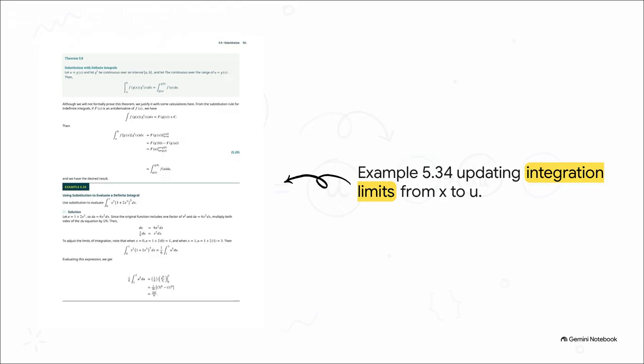In example 5.34, our original limits are bounded by x equals 0 and x equals 1. But remember, we substituted u to equal 1 plus 2x cubed. So we've got to update those limits. We plug the 0 into our u equation and boom, we get a new lower limit of 1. We plug the 1 in and we get a new upper limit of 3. Notice how those numerical boundaries physically transform right there in the equation. We can now evaluate the whole thing using 1 and 3.